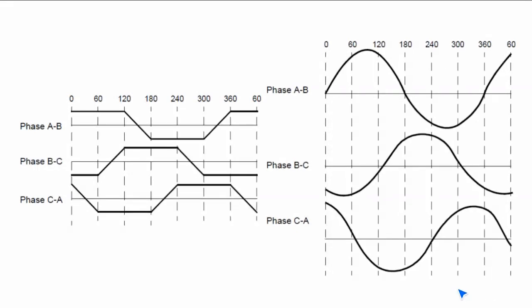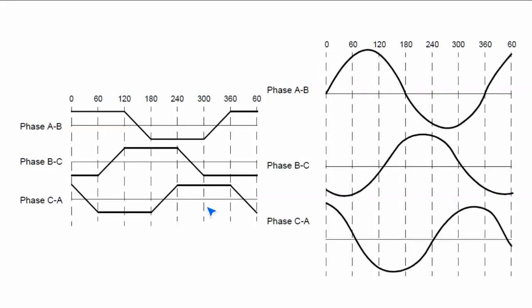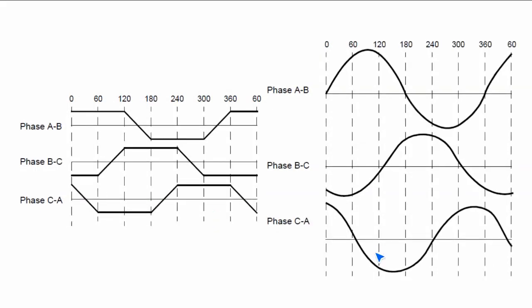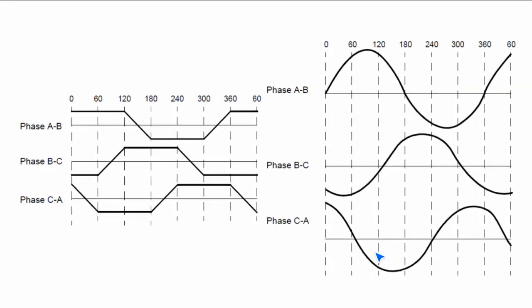As their names indicate, the trapezoidal motor gives a trapezoidal back EMF. Yes. Sinusoidal motor, sinusoidal. Yes. One more thing. In addition to back EMF, the phase current also has trapezoidal and sinusoidal variation.